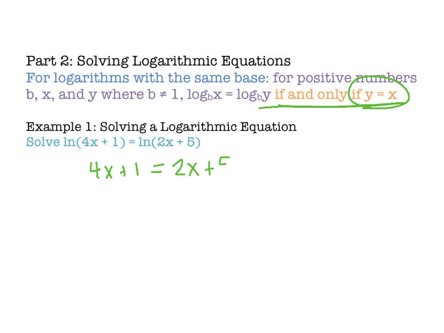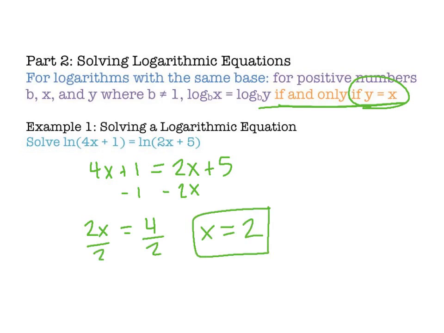And now this is an easy equation to solve. I'm going to subtract 2x. And I'm going to subtract the 1, so 2x is equal to 4. Divide each side by 2, and x is equal to 2.